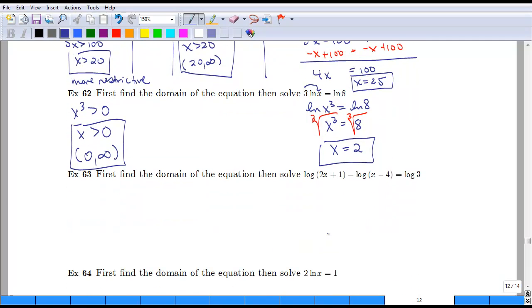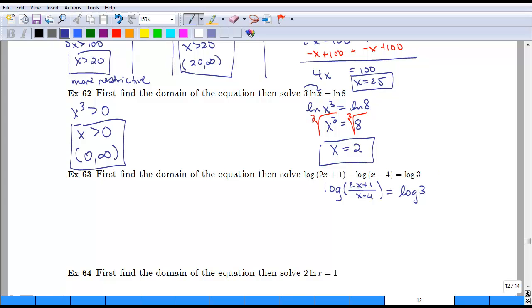Continuing while talking about the properties of logarithms, in this case we've got 2 logarithms on the left-hand side, so we want to combine these together into one logarithm. So in this case, we use our properties of logarithms. Remember, subtraction outside means division inside. So we get the logarithm of 2x plus 1 over x minus 4, and that is equal to the log of 3.